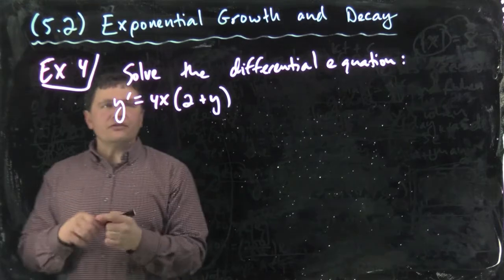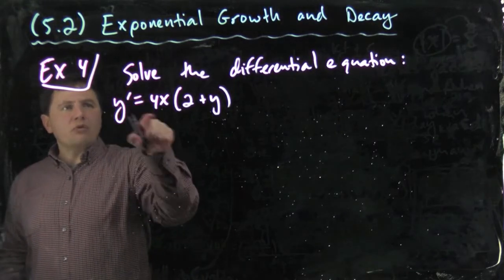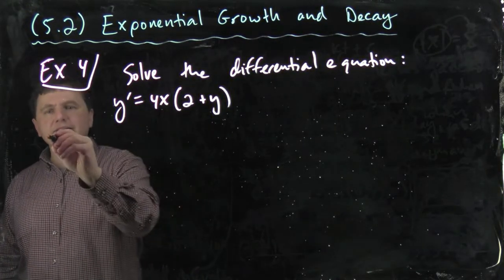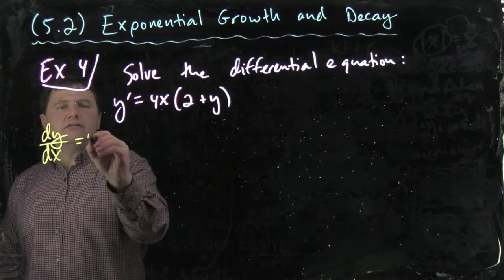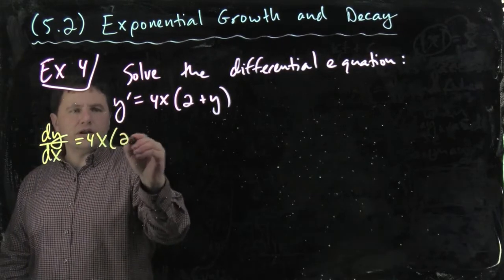Now, first of all, when they give us this notation, I want to write y prime in terms of y and x, because I want to separate those variables. So this will be dy over dx is equal to 4x times the quantity 2 plus y.